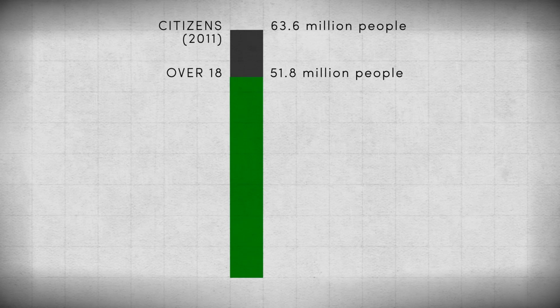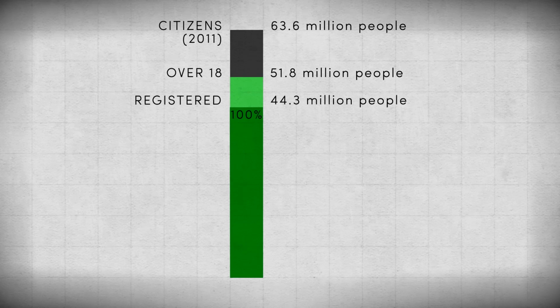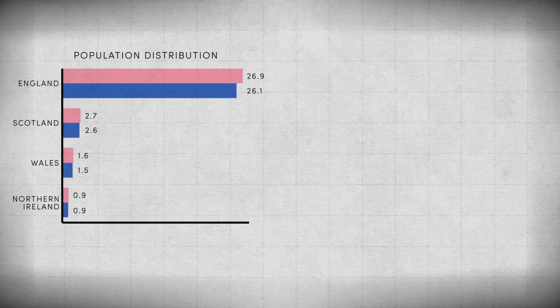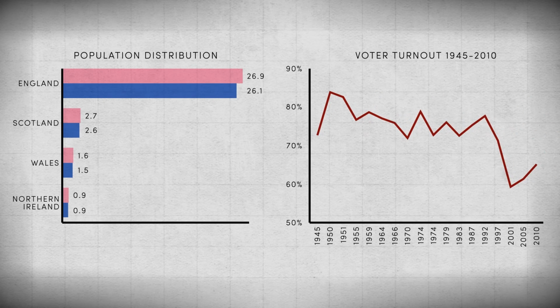So who is voting in this election? About 81% of the UK's population is eligible to vote, and only about 85% of those people are registered to do so. This 85% of 81% is therefore the maximum turnout and the 100% baseline by which voter turnout is measured. This is how the eligible voters are distributed between each country, and this is how many registered voters participate in elections.